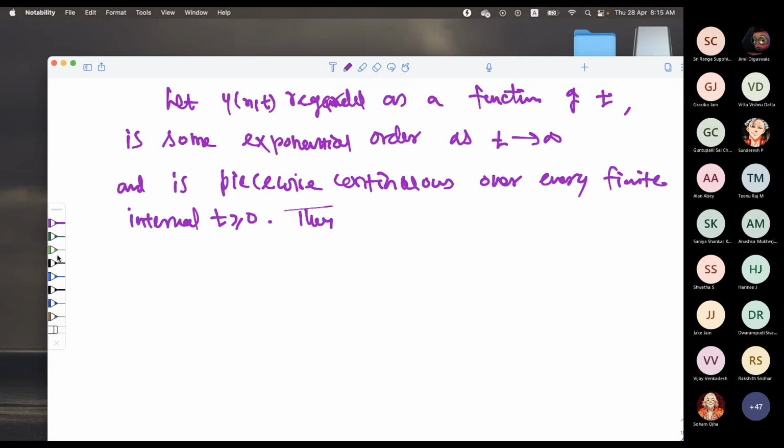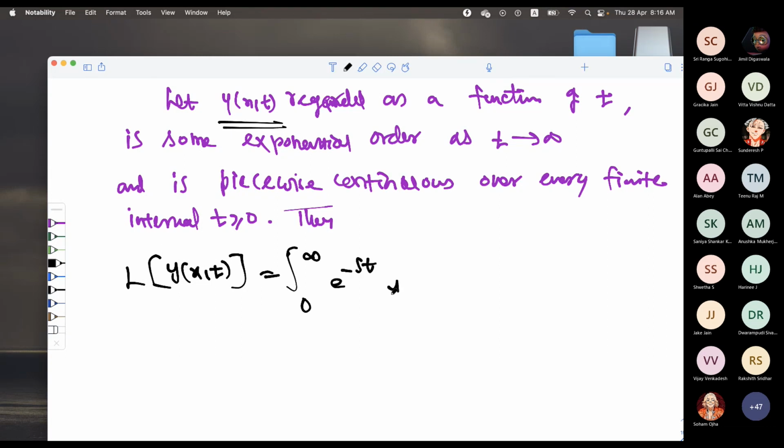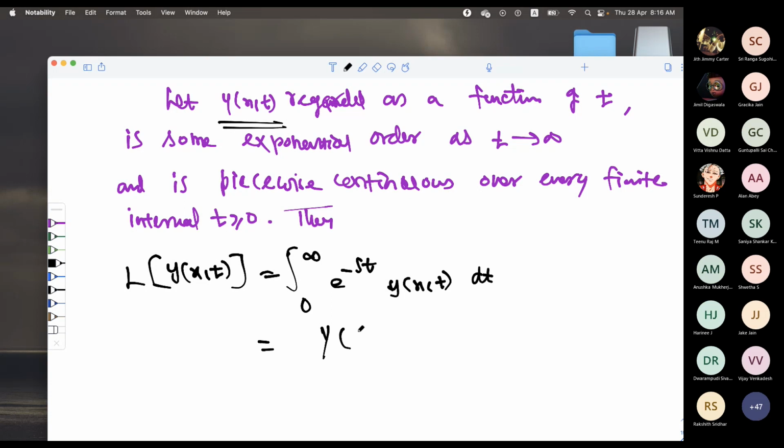Laplace transform of the function y of x comma t: see here it is a function defined in the form of y. So the Laplace transform of y of x comma t, by definition, is the integral from 0 to infinity of e raised to the power minus st times y of x comma t dt. Am I right, students?